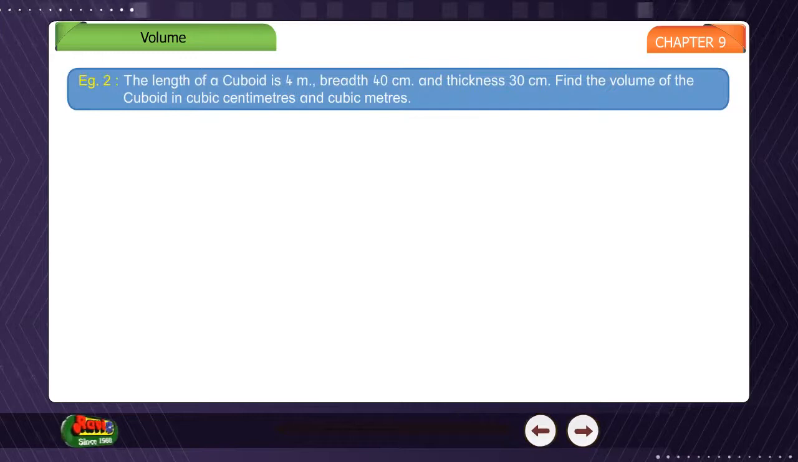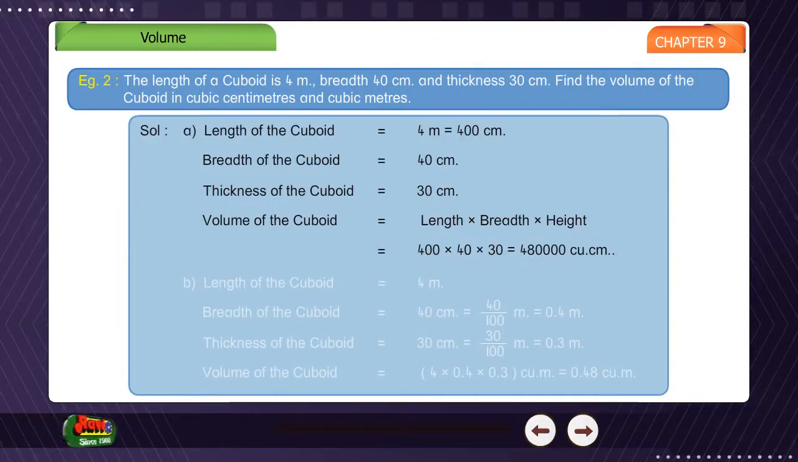Example 2. The length of a cuboid is 4 meters, breadth 40 centimeters and thickness 30 centimeters. Find the volume of the cuboid in cubic centimeters and cubic meters. Solution. A. Length of the cuboid is 4 meters, which is equal to 400 centimeters. Breadth of the cuboid is equal to 40 centimeters. Thickness of the cuboid is equal to 30 centimeters.